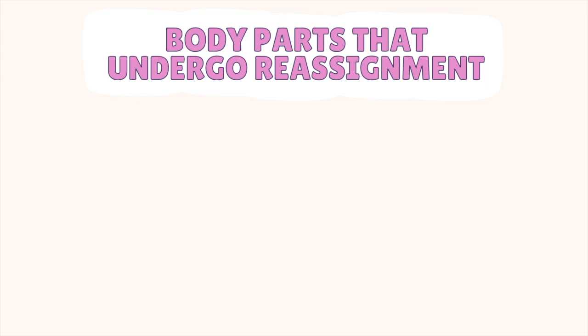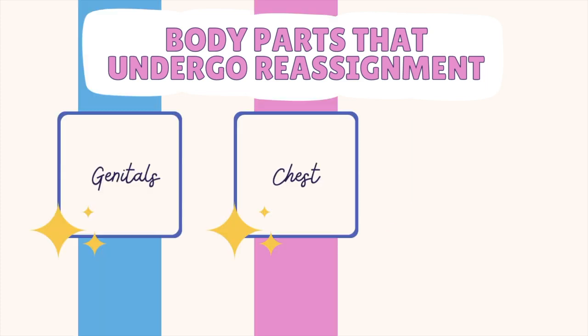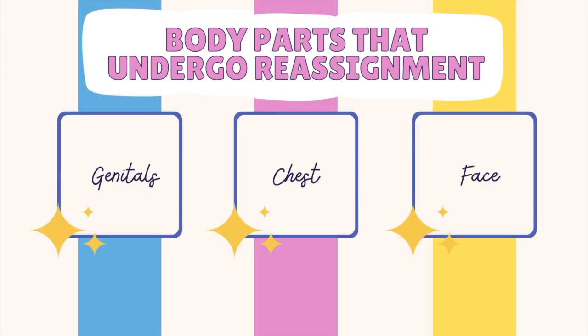The main parts of the body that undergo this surgery are the genitals, the chest, and lastly the face, since those are the main areas that affect a person's view of themselves and their own body. So by changing those things, it allows the patient to feel more comfortable and more safe in their own body.